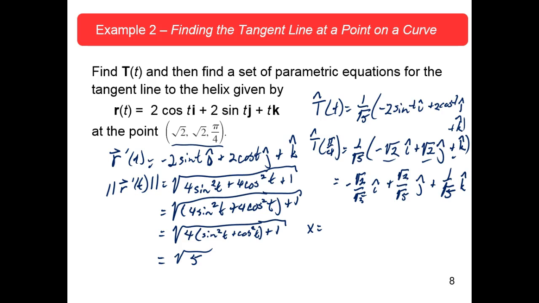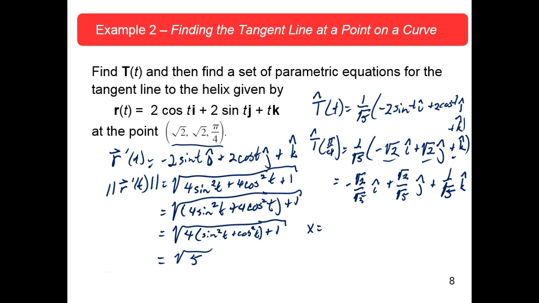Theorem 11.11, this is on page 787. A line L parallel to the vector, and here we have our vector, passing through a point, there we have our point, is represented by the parametric equations. x is equal to x1 of the point plus this coefficient here times s in this case. So that's where you go to do this.